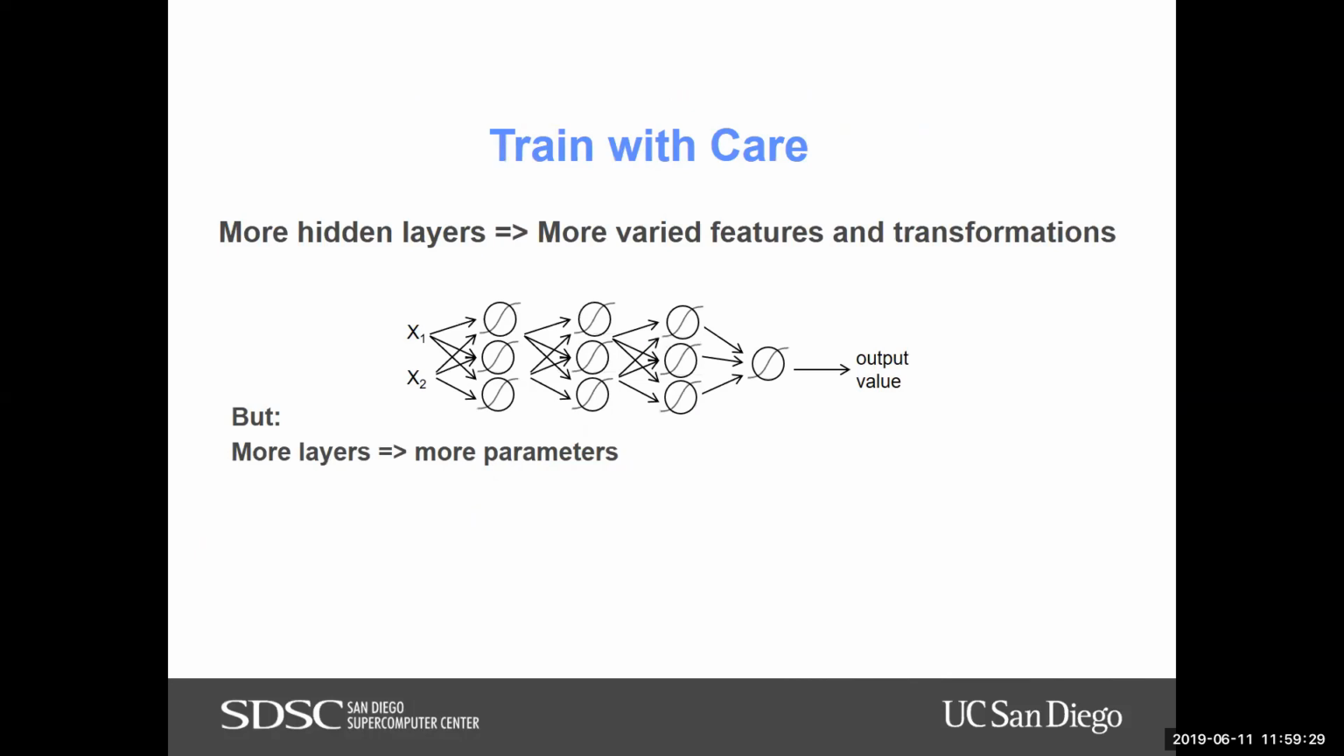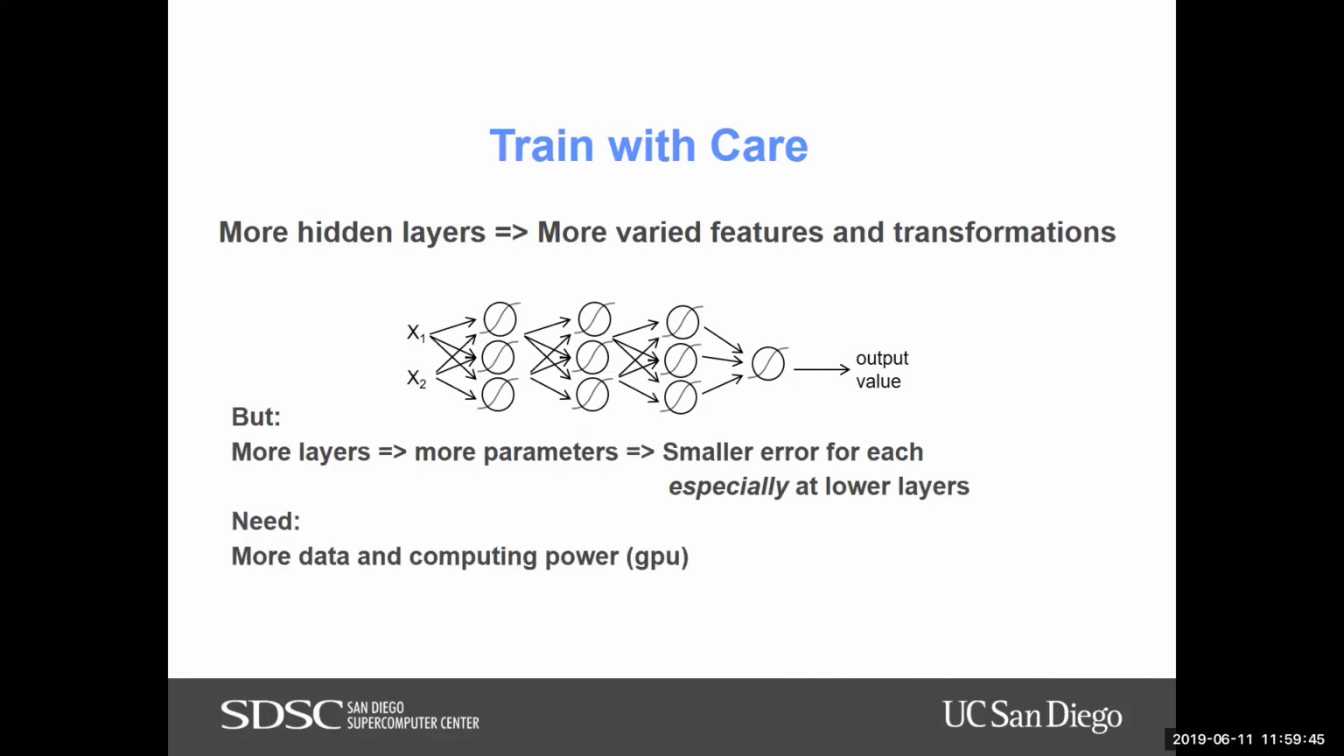Okay, so that means we've got to be careful when we're training these things. More layers, you can get more transformations, but there's more parameters. The error becomes smaller, especially as you go further back away from the output value. And you need more data and more computing power. So in a nutshell, that's the main thing that has really improved in neural networks in the past 10 years: now we have all this internet data. We have all this way to gather data.